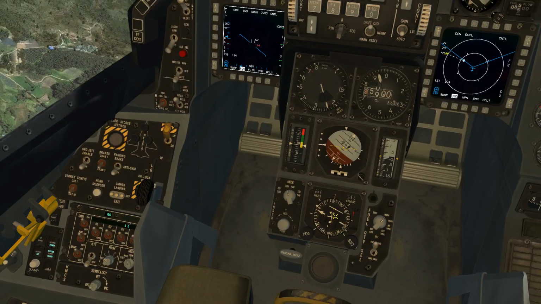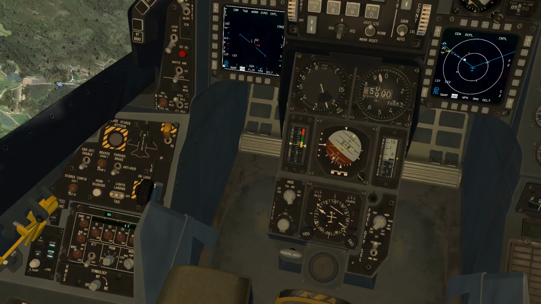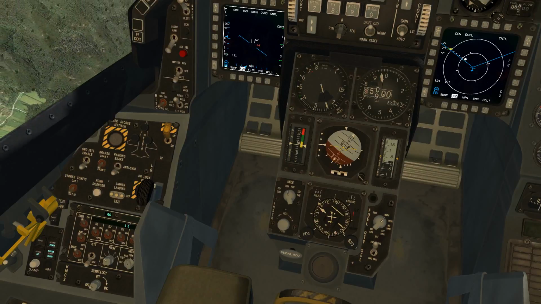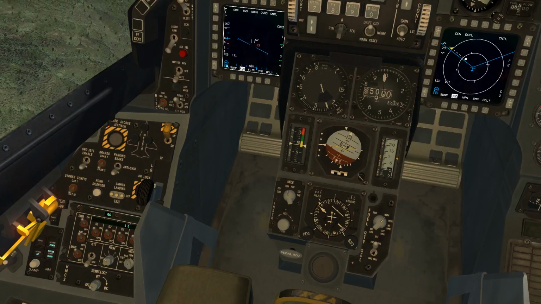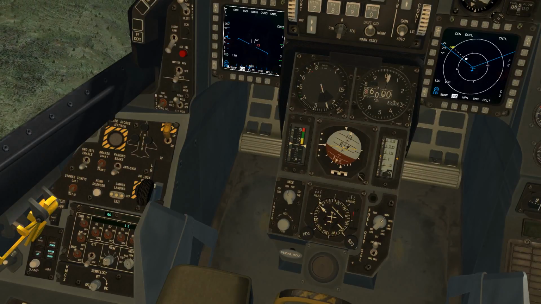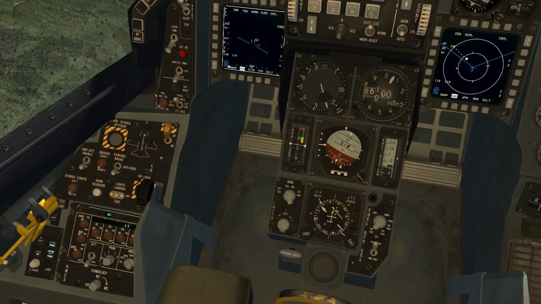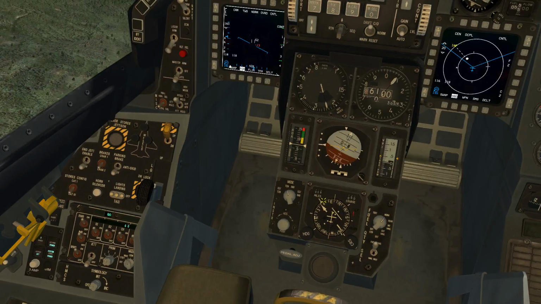The CDI hasn't started to move, so I might want to roll out just a little bit of bank until it does start to move across. There, it's starting to move. So depending on how fast it's moving, the closer the CDI gets to center, the closer I want my heading to be on 050.